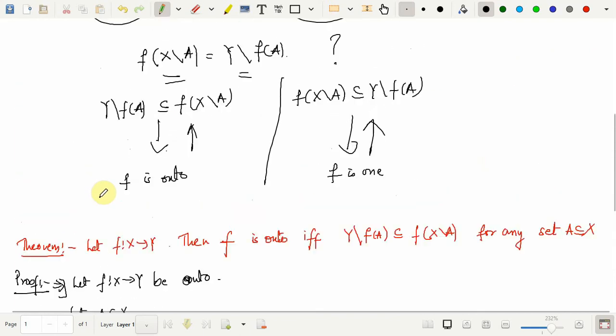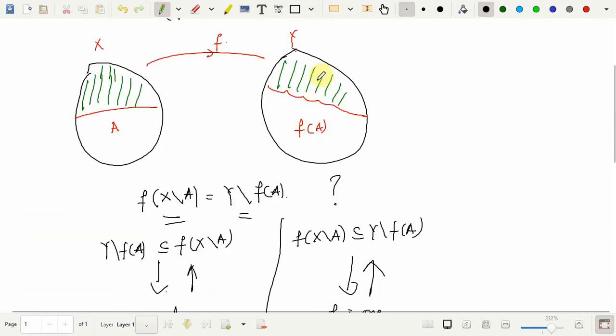So you need to start with an element over here. I'll call it y, as it's an element of Y, and you need to show that this element belongs to f of X difference A. Ultimately we are showing that this set is contained in the set mapped by X difference A.